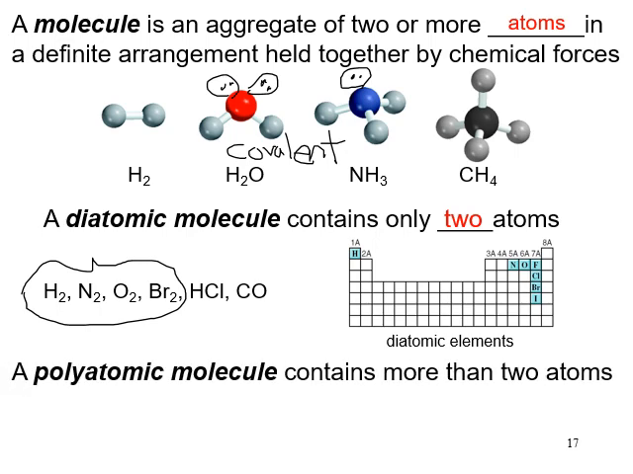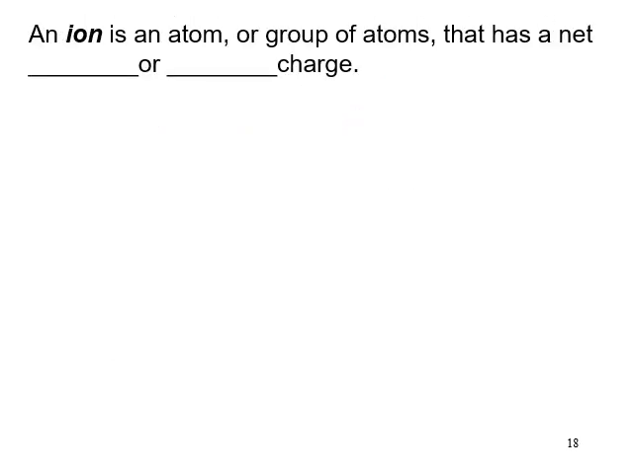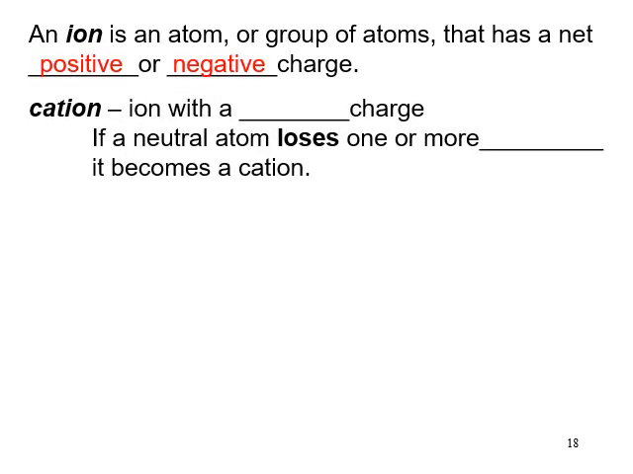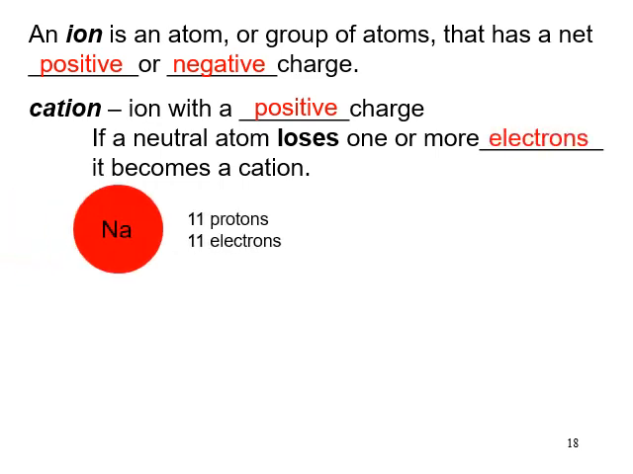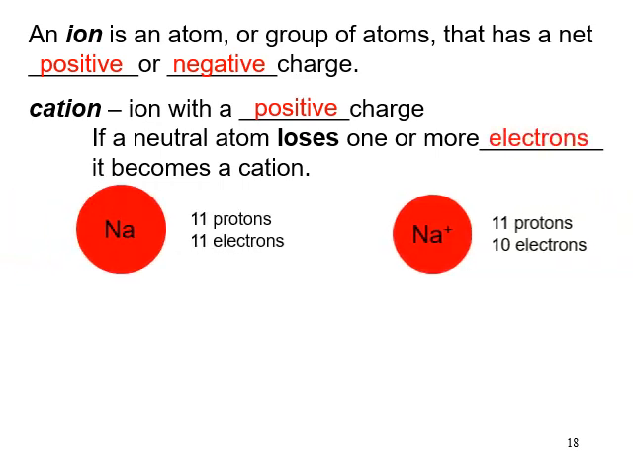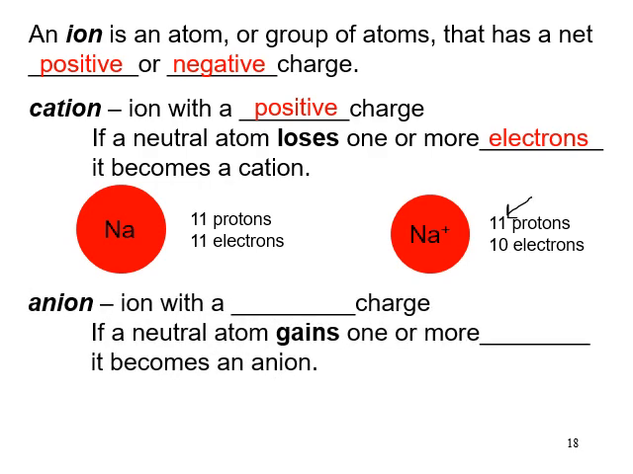So a polyatomic molecule contains more than 2. So these are all polyatomic, many-atomed. So an ion, though, is a group of atoms that has a net positive or negative charge. Cations are positively charged, so it must lose one or more electrons to become a cation. Like sodium loses one electron to become sodium cation. So now it has more protons than it does electrons.